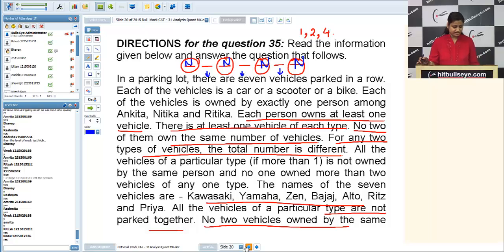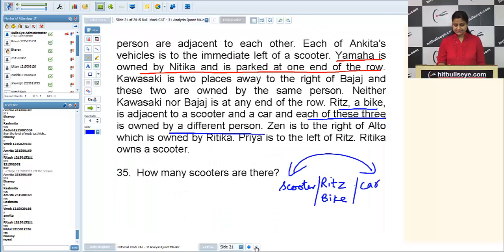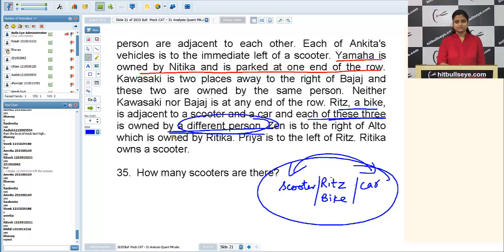It is becoming very difficult for me to explain. Ritz will belong to Nitika. Bhavya, once again, see this line. I'm taking the arrangement of a scooter and a car, and Ritz is in the middle of the scooter and the car, and it is saying that each of these 3 is owned by a different person.